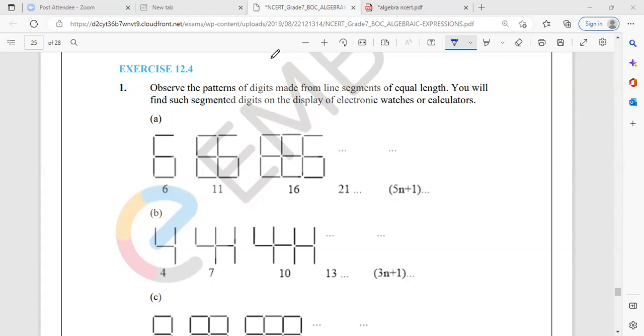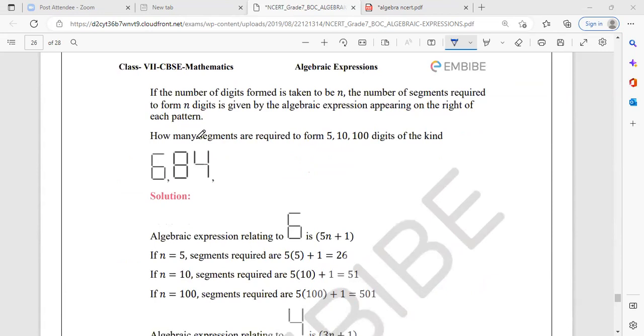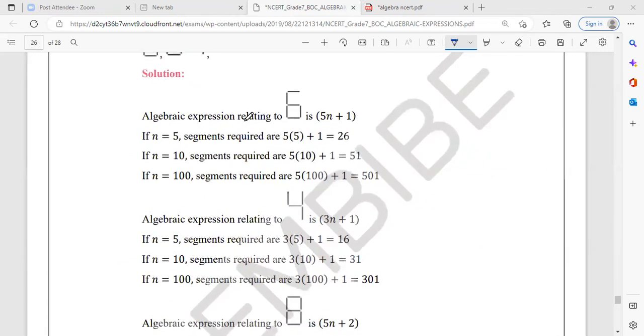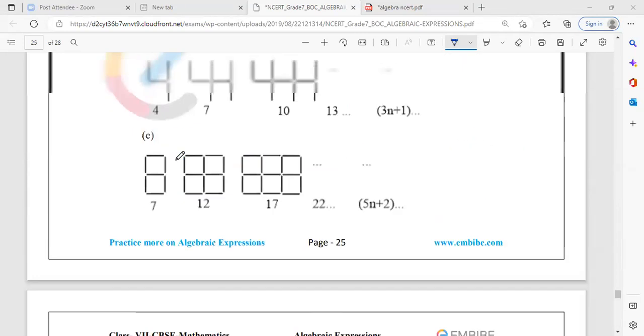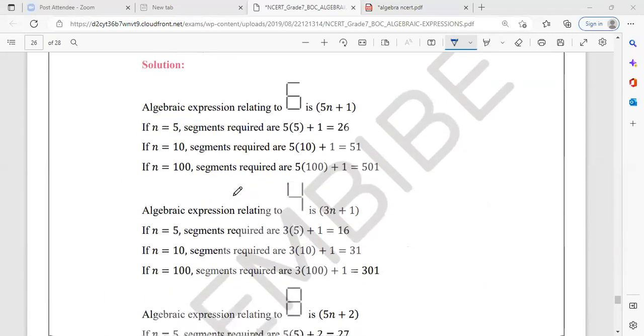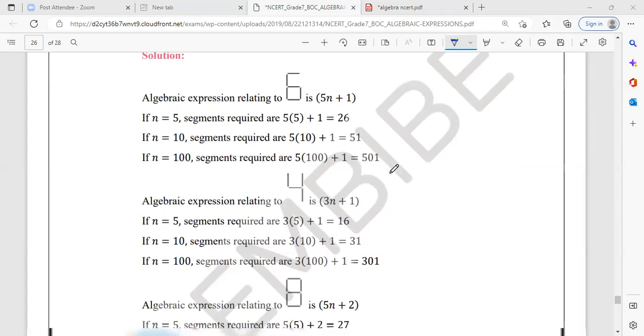Okay. Now basically over here, these were the things. The algebraic expression related to this was 5n plus 1. So when your n is 5, it will be 26. When your n is 10, over here you can see it is 5 and then 10. Then 100. So it is this.